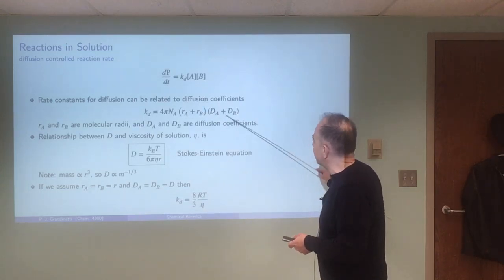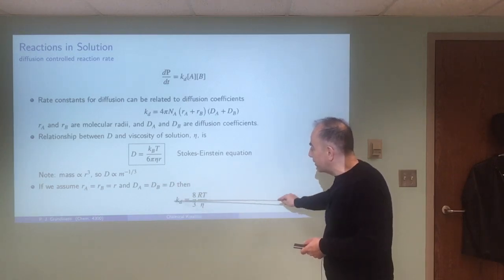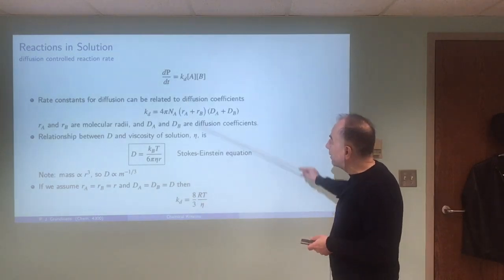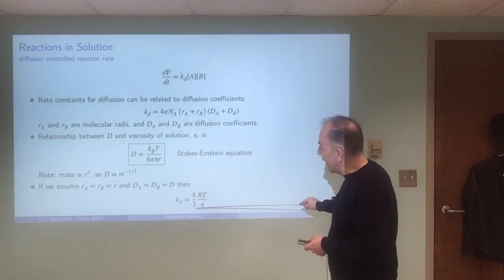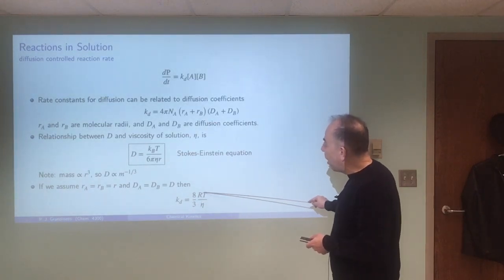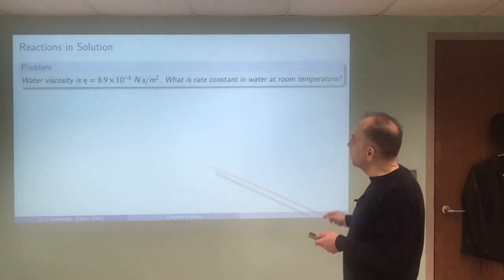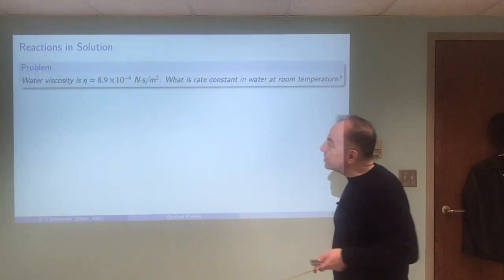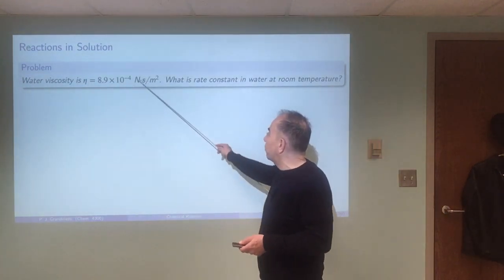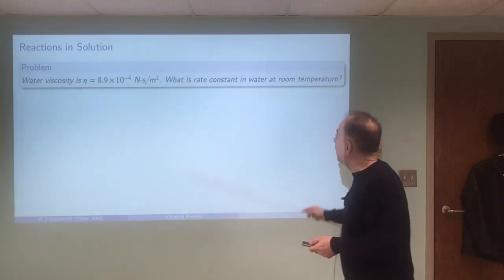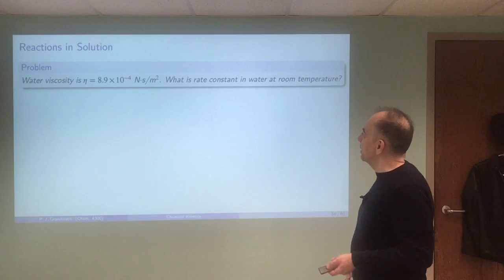Substituting this into here and making this assumption, we get a very simple expression: the rate constant for this reaction is just 8 over 3 RT divided by the viscosity of the solution. So let's look at an example where you have a reaction taking place in water. We know the viscosity is 8.9 times 10 to the minus 4 Newton seconds per meter squared. What's the rate constant for any reaction taking place in water?